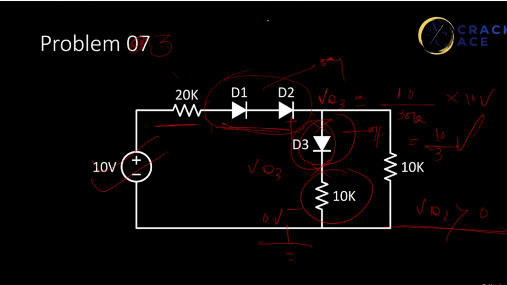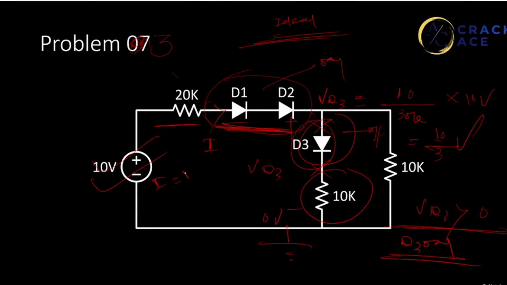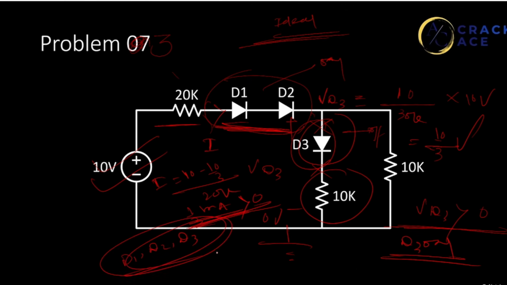Okay, let's assume all three diodes are ideal. So VD3 is greater than 0, so D3 is on. But we have assumed these are on, so we have to check the current through it. What is I? 10 minus 10 by 3, divided by 20k. This comes out to be 1 by 3 milliamperes. This is also greater than 0. So D1, D2, D3 all are on.